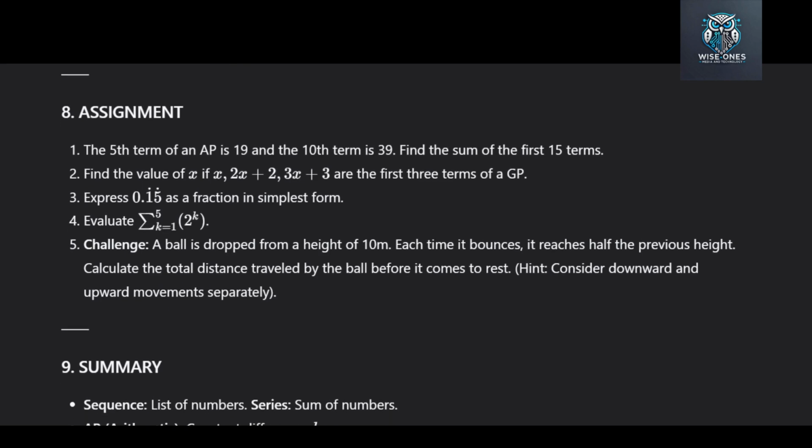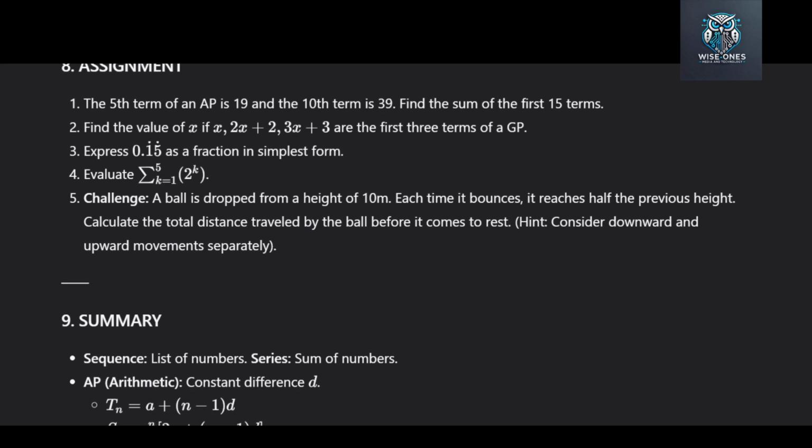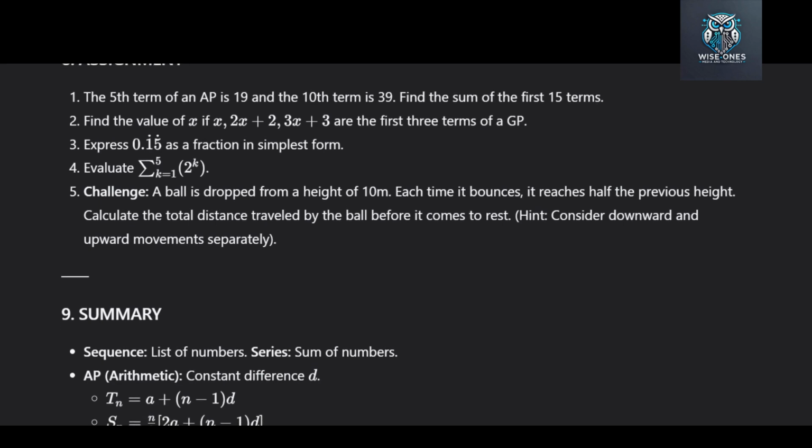Section 8. Your assignment. Please do these at home. Question 1. The 5th term of an AP is 19 and the 10th term is 39. Find the sum of the first 15 terms. Question 2. Find the value of x if x, 2x plus 2, 3x plus 3 are the first 3 terms of a GP.